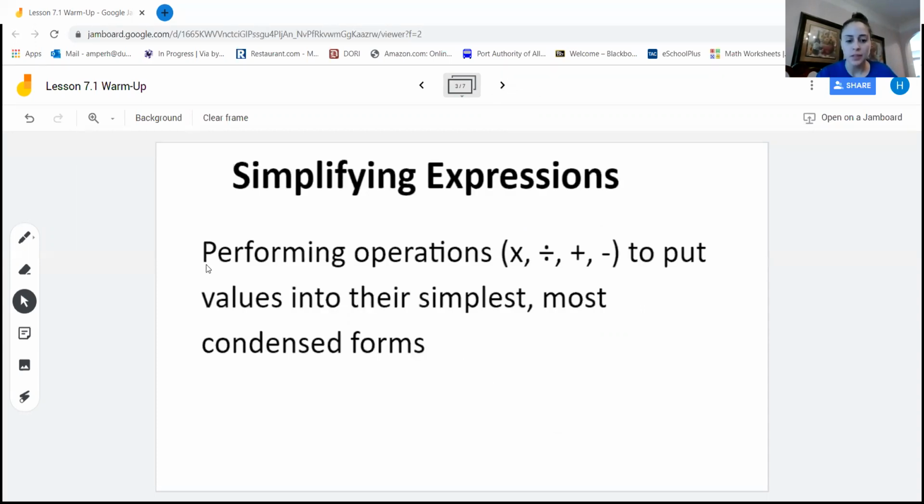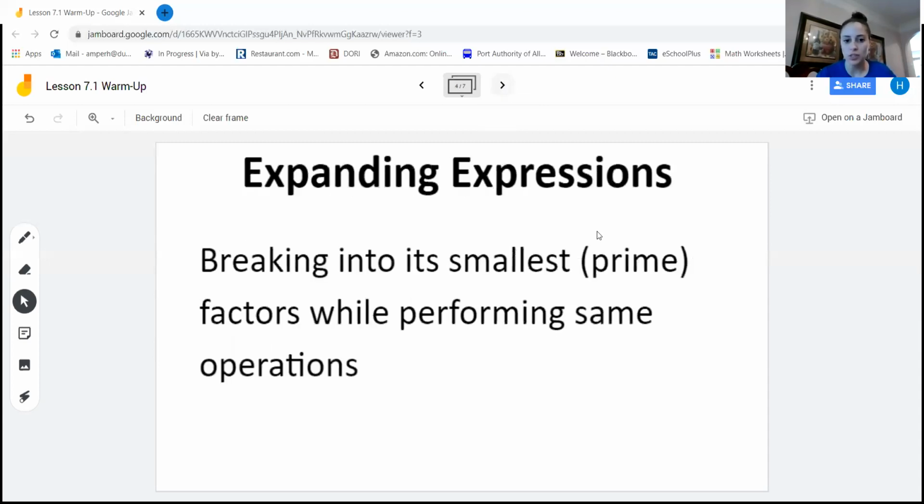So up until this point, we've done mostly simplifying expressions, which means we're performing operations, multiplication, division, addition, subtraction, to put values into their simplest or most condensed form. So basically this means combining like terms, right? That's what we're used to. But the warm-up is asking you to expand expressions.